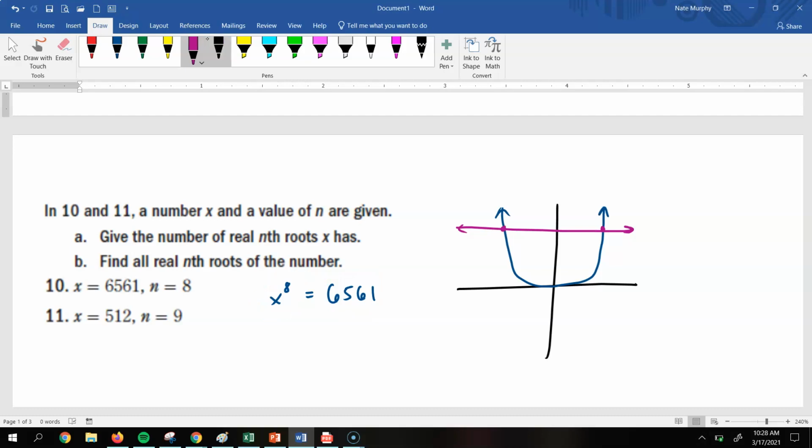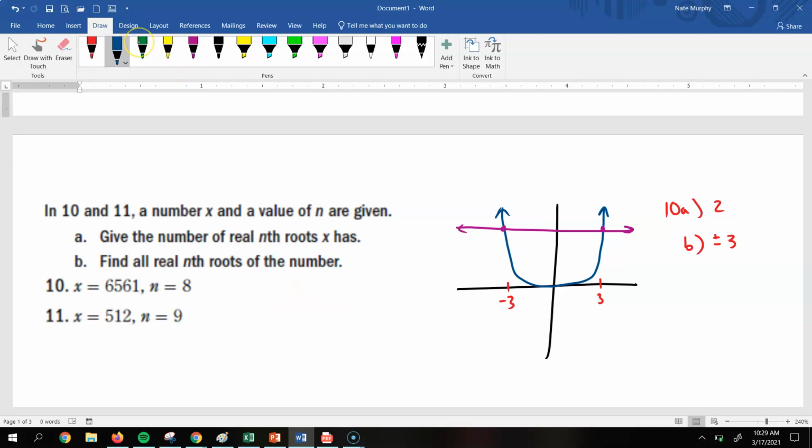So if I were to solve this and take the 8th root of both sides, my calculator is only going to spit out one answer. But we need to recognize that there are actually two possible solutions. So for 10A, we would say that there are going to be two solutions. And for part B, find out what those solutions are. Well, if I took the 8th root of 6,561 on my calculator, I get 3 as my answer. So one of the solutions would be 3, but this one over here would be -3. So we're going to say there are two solutions, a plus and a negative 3. So let's look at number 11.